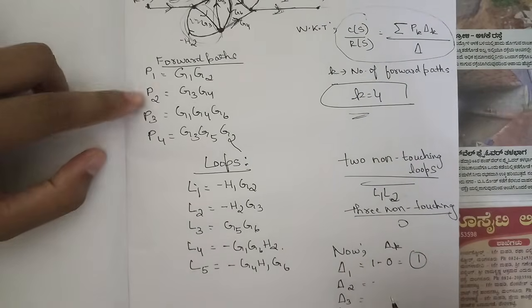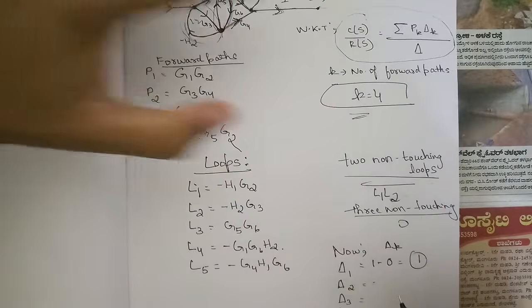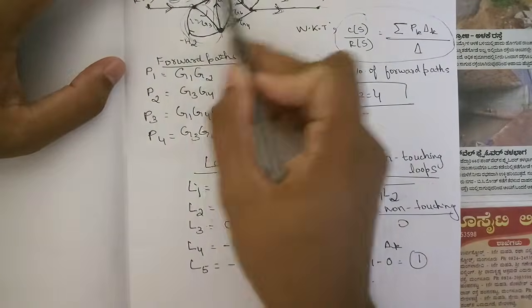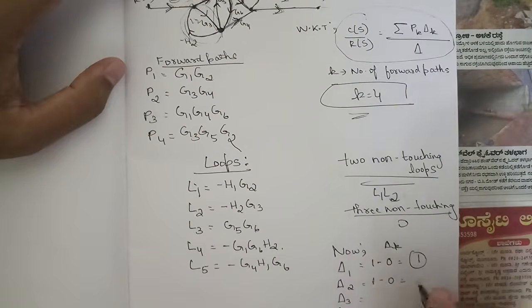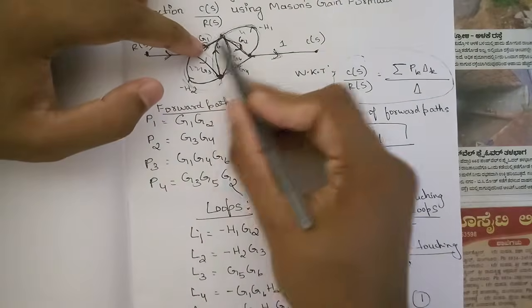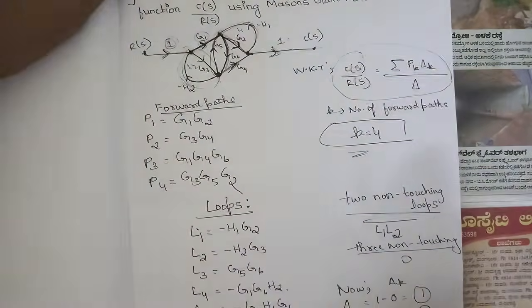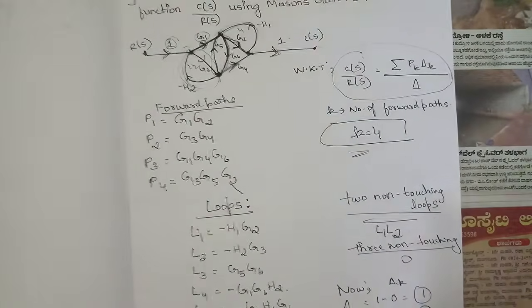For delta 2 we need to be considering the path P2, G3, G4. In G3, G4 again all the loops are touching this path, so that's why again it is 1 minus 0. So delta 3 means again P3, G1, G4, G6. Again you can see that in this path all the loops are intersecting, so 1 minus 0 equal to 1, and the same goes for P4, so 1 minus 0 equal to 1.